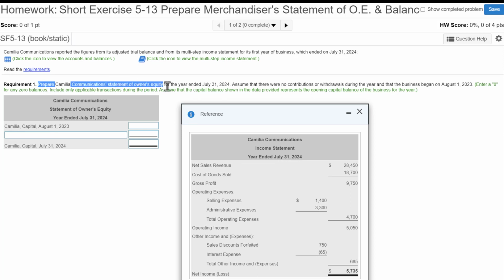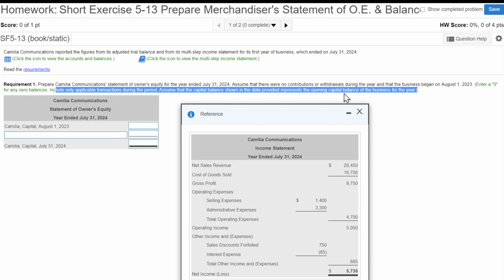Prepare Camellia Communication's statement of owner's equity for the year ended. Assume that there were no contributions. Contributions means investments. So there are no investments, no contributions, and no withdrawals, so they've chosen to leave those two lines off. We're assuming that the business began on August 1st, 2023, which is exactly 1 year before this. Enter a 0 for any zero balances. Include only applicable transactions during the period. Assume that the capital balance shown in the data provided represents the opening capital balance of the business for the year.